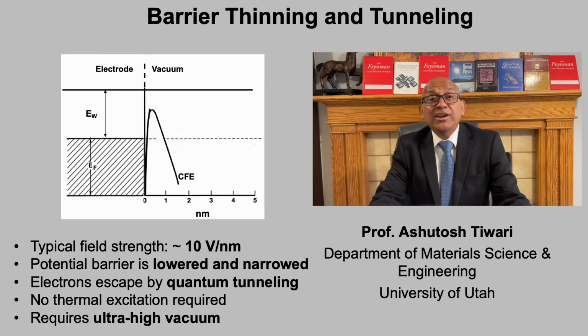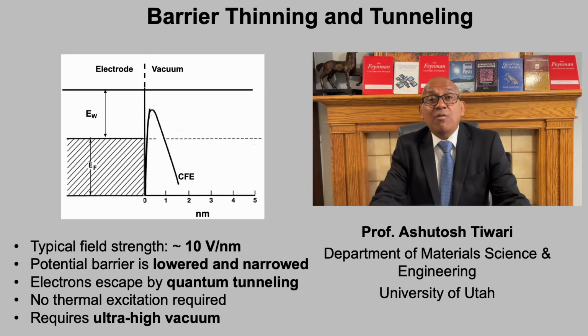The figure illustrates this effect clearly. The left side corresponds to the metal and the right side corresponds to the vacuum. As the applied electric field increases, the surface barrier becomes progressively thinner, allowing electrons near the Fermi level to tunnel into the vacuum. This field-driven tunneling mechanism is the defining feature of cold field emission.